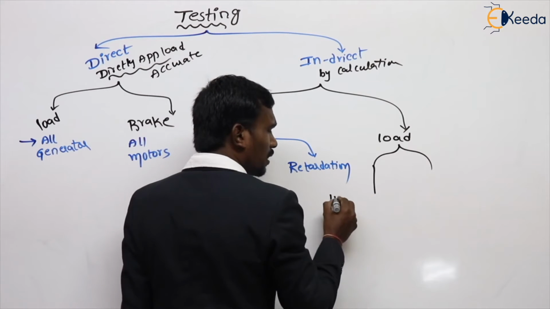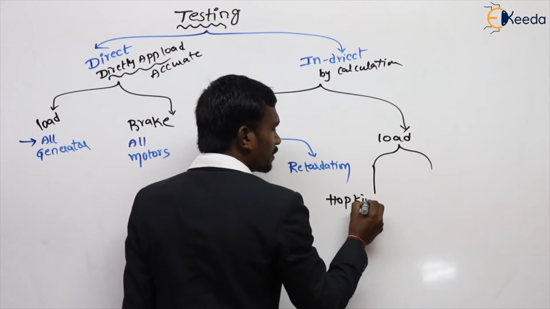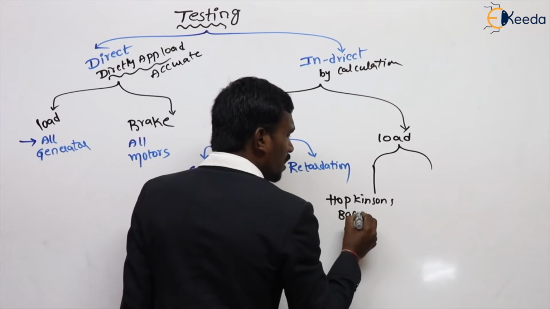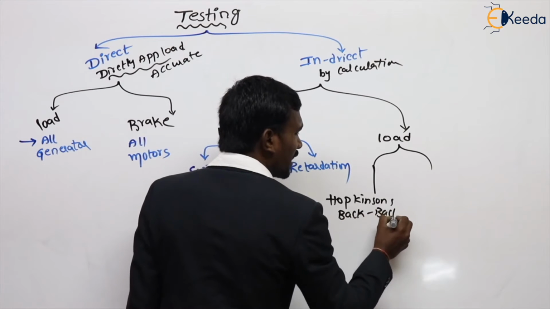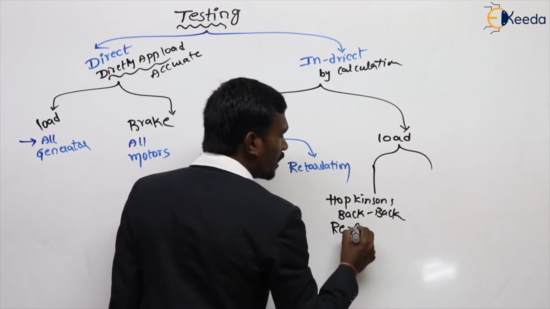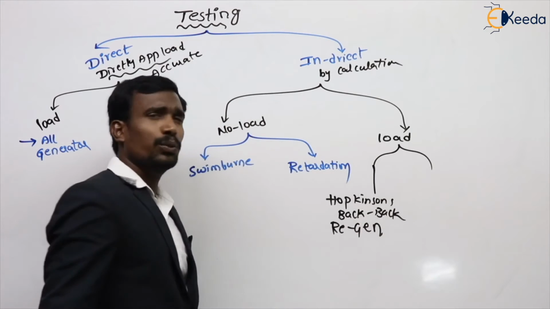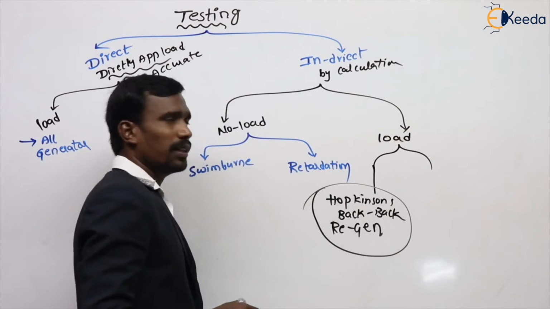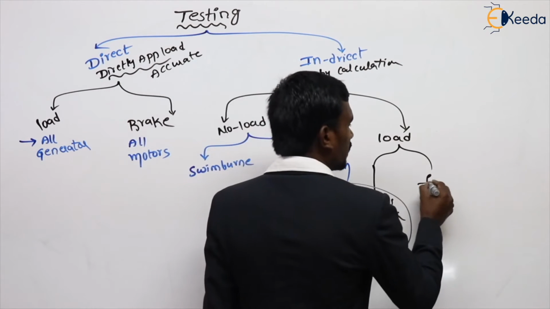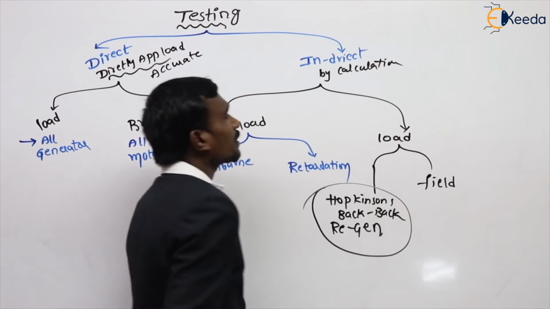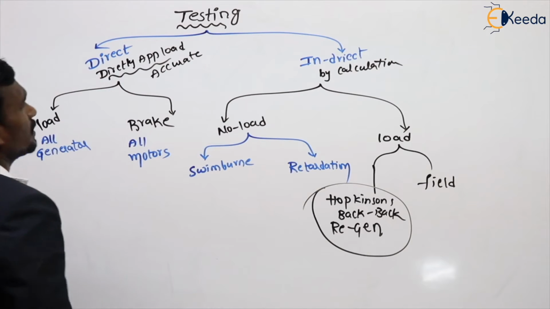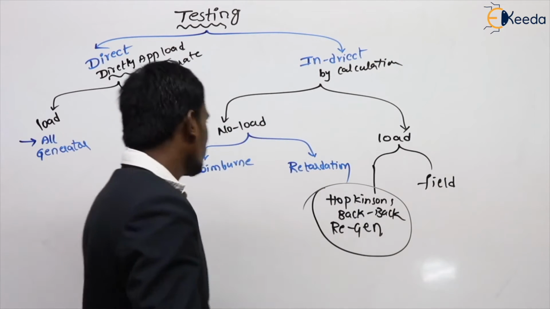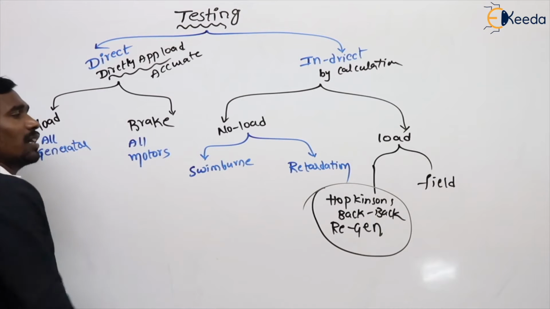The load tests are again of two types. One is called the Hopkinson test, also called the back-to-back test, also called the regenerative test. This is the Hopkinson test simply. And the next one is the field test. These are the different types of tests for our DC machines. The load test is for all generators, and the brake test is for all motors.